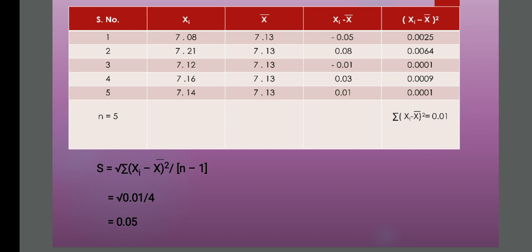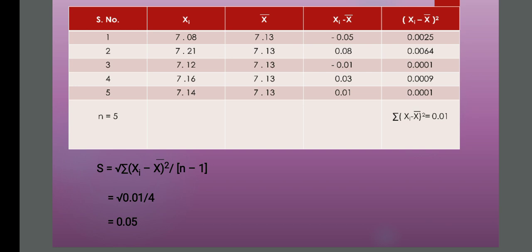The first value, the difference is minus 0.05. Second value, the difference is 0.08. Third value, it's minus 0.01. Fourth value, minus 0.03. And the last value is plus 0.01. So what you have to do for the next column is you square up the value.